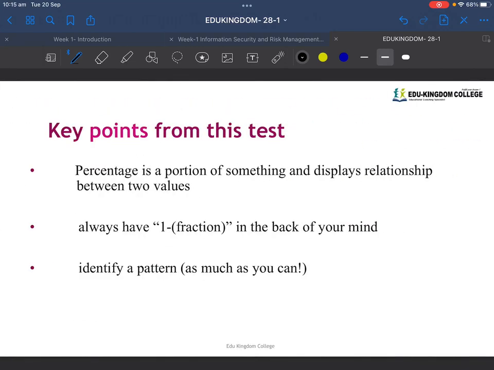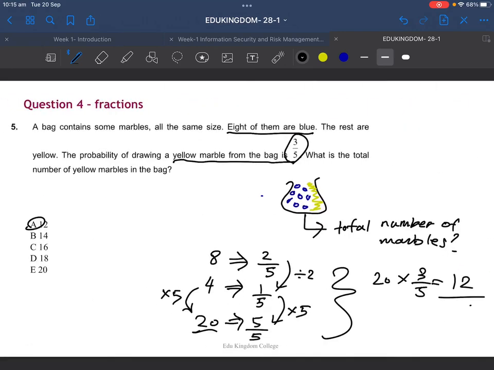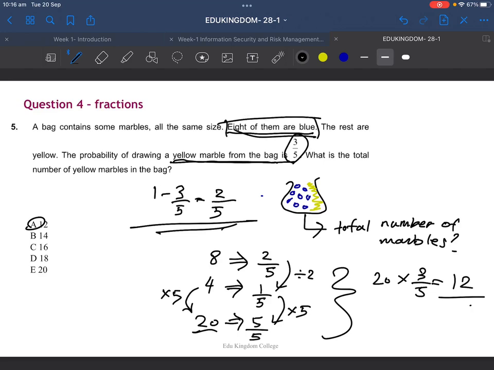And point number 2, always have 1 minus fraction in the back of your mind. I mentioned 1 minus fractions a couple weeks back. The reason I'm asking you to always have that in the back of your head is because of questions like these. If yellow marbles were 3 out of 5, then blue marbles must be 2 out of 5, or 1 minus 3 out of 5. Always have this in mind, because there are questions that utilize the fact that there's the other half, or the other color, blue.